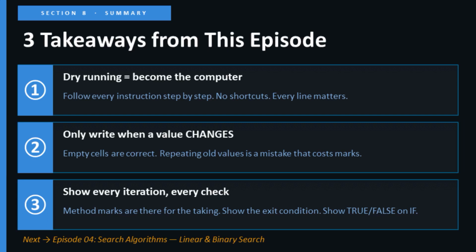Let me give you your 3 takeaways from this episode. 1. Dry running means becoming the computer, following every instruction step by step. 2. Only write a value when it changes. Empty cells are correct. 3. Show every loop iteration, every condition check, every output. Method marks are there for the taking. Trace tables are free marks in your 4CP0 exam, and now you know exactly how to get them.